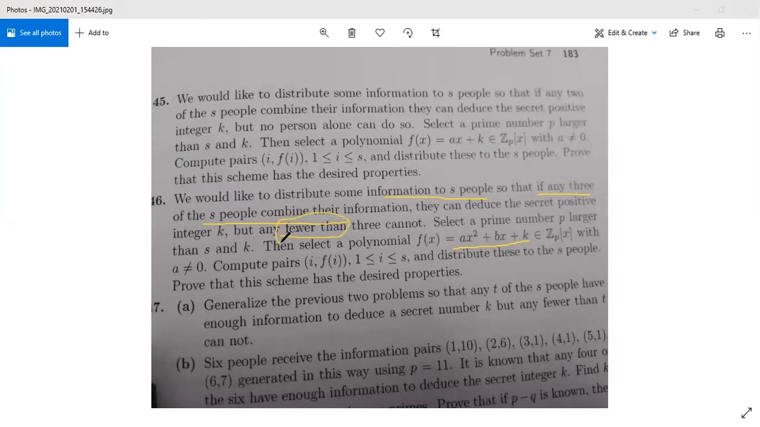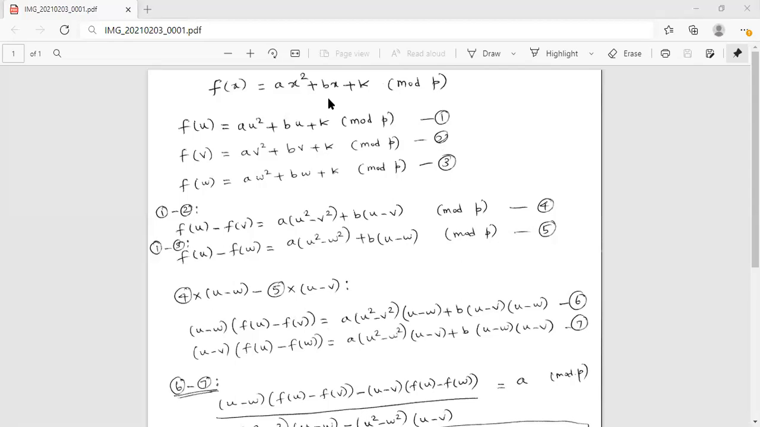All right, with that background, let me show you now, suppose you found out any 3 values, how can you reconstruct A, B, and K? So here is the polynomial they gave us, right? f of x equal to ax square plus bx plus k.